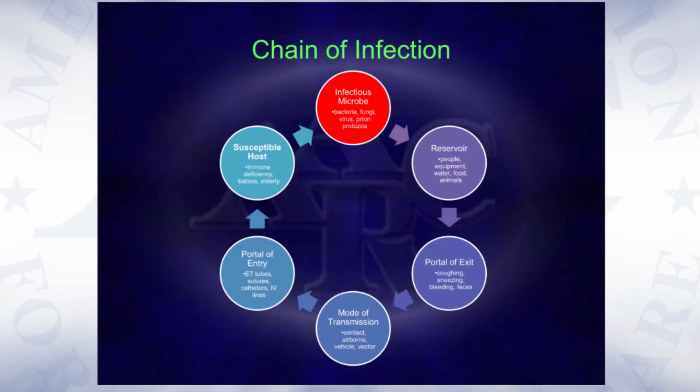There are 3 elements needed for the transmission of infection. You need a source for your microorganism, you need a susceptible host, and you need a means of transmission for that microorganism. Prevention of healthcare-associated infection means that we can intervene at any step along the chain of infection and essentially cause a break in that chain.